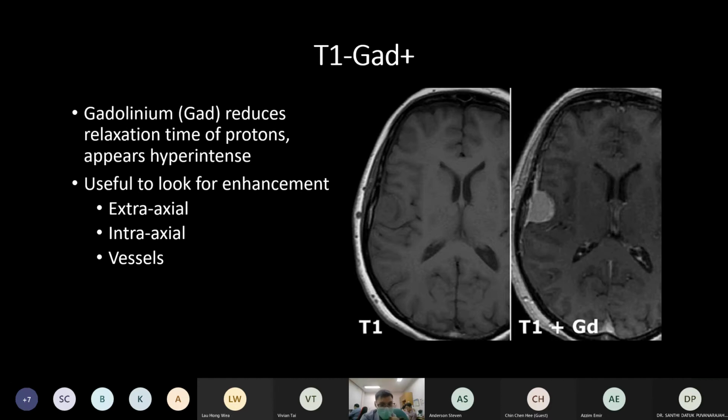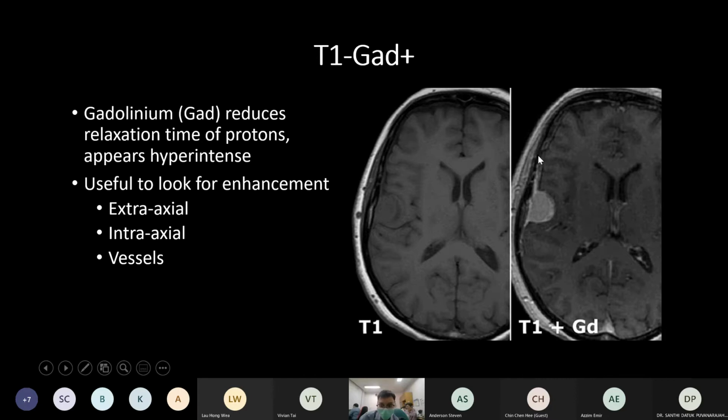So the gadolinium phase is very useful for us to detect any extra-axial or intra-axial mass, as well as whether there are any anomalies in the vessels. As you can see here, on the left is the MRI T1 sequence. You can see something is there, okay? There's a loss of some normal gyri and sulcal arrangement, but you're not very sure. So you look at the T1 post-gadolinium sequence.